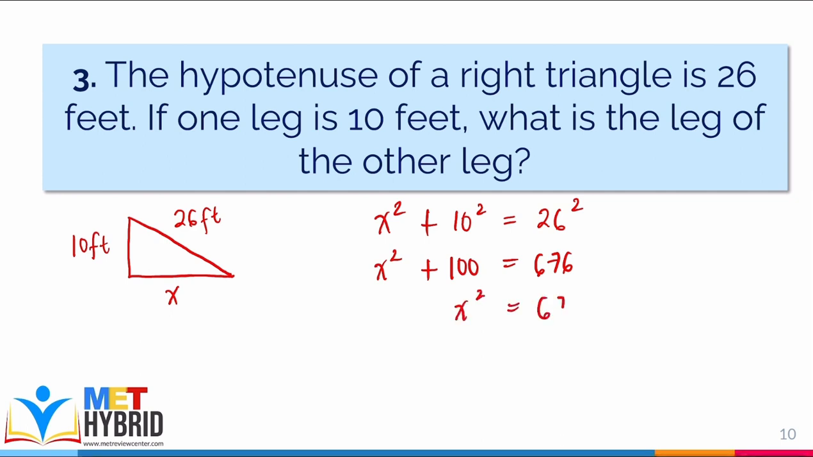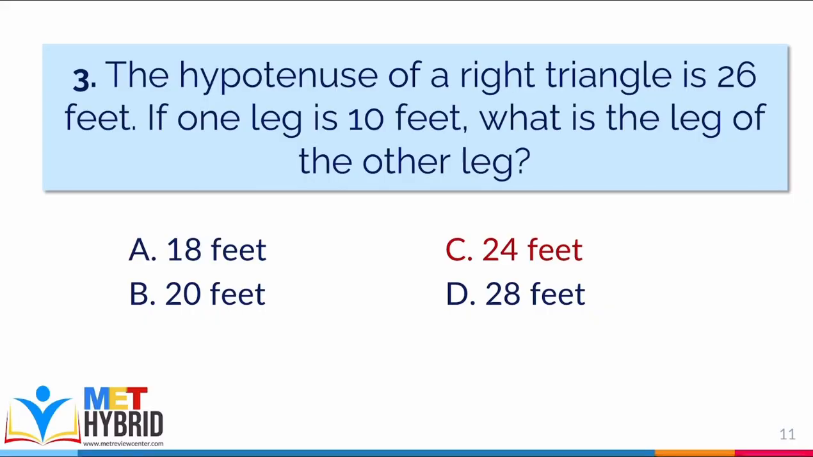We transpose 100 to the other side. Therefore, we have x squared equals 576. To solve for x, we extract the roots. X therefore is 24. So the answer to the problem is letter C, 24 feet.